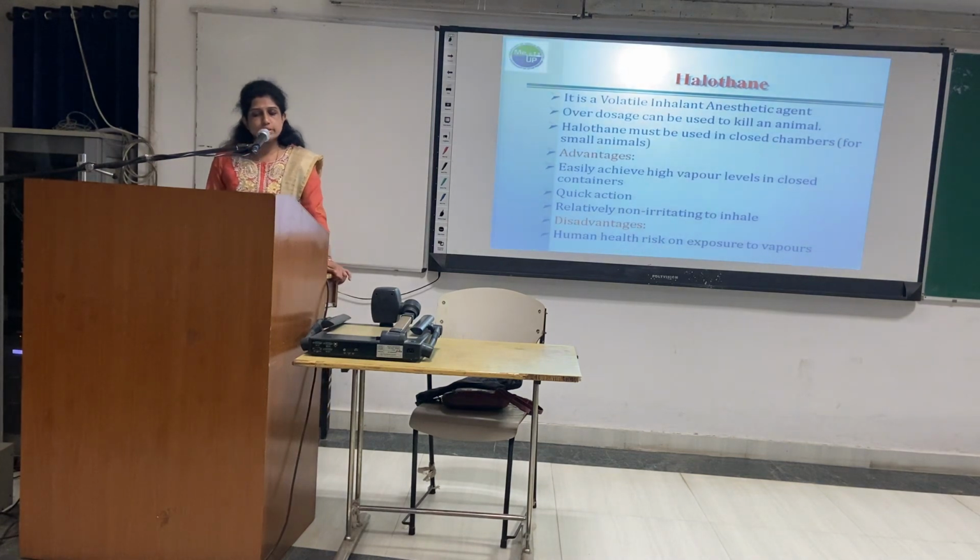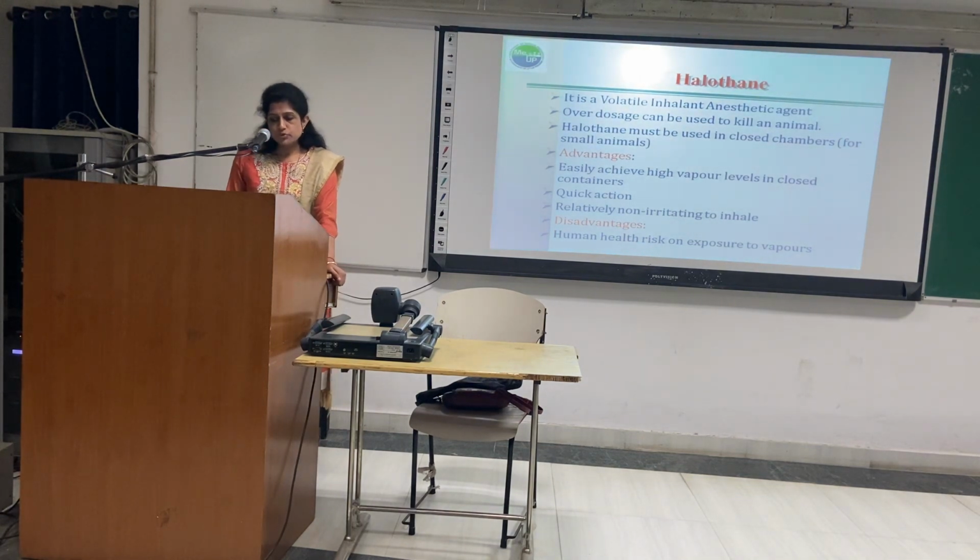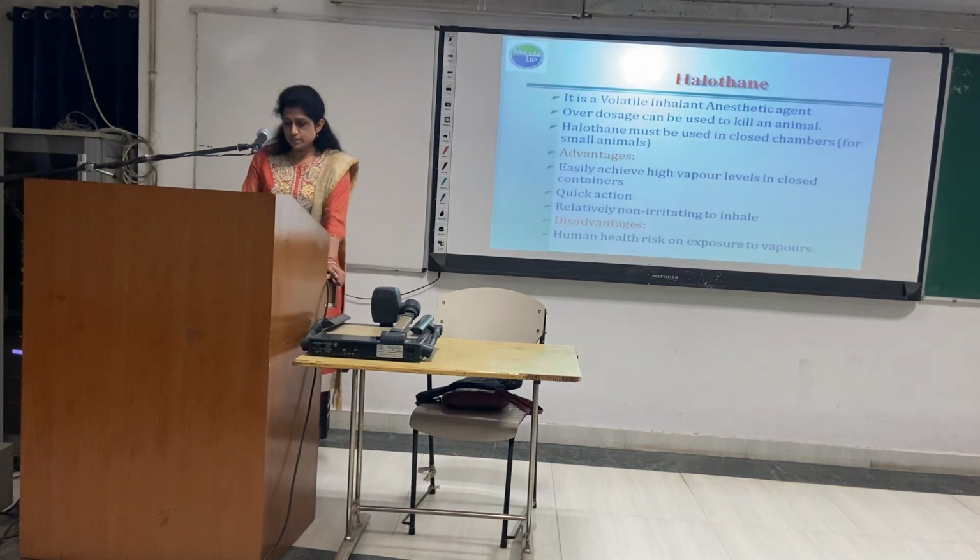Halothane is a volatile anesthetic agent. Overdoses can be used to kill an animal. Halothane must be used in closed chambers for small animals. Advantages are that high vapor levels are easily achieved in closed containers, quick action, and relatively non-irritant to inhale. Disadvantages are human health risk on exposure to vapors.